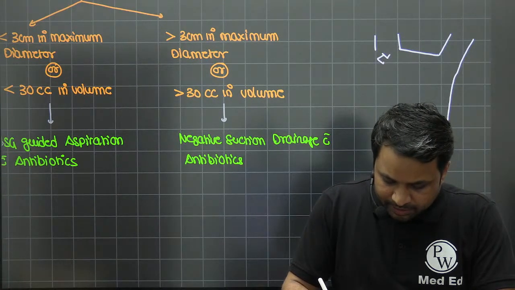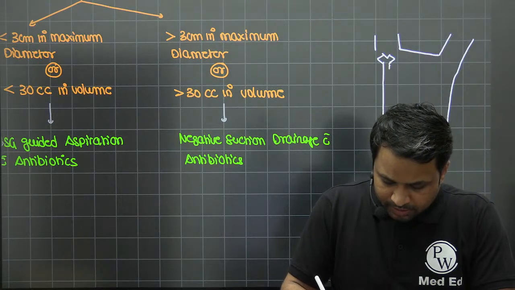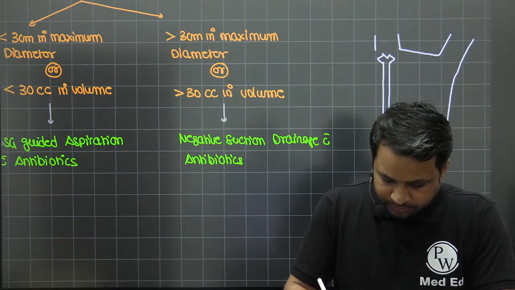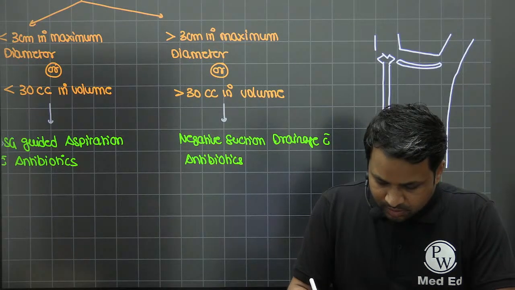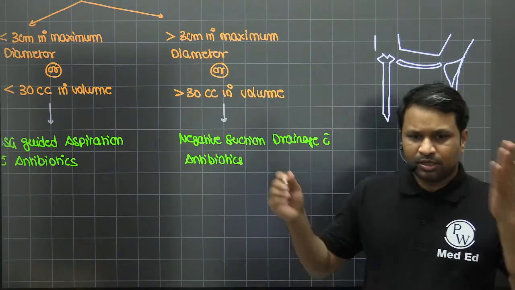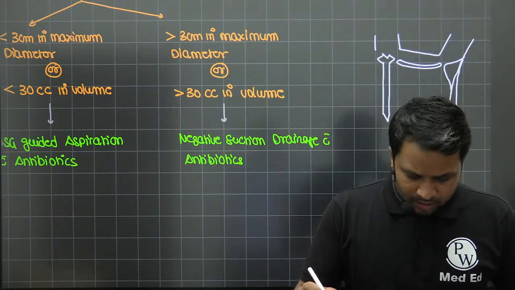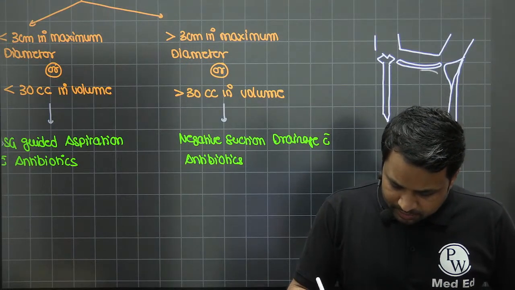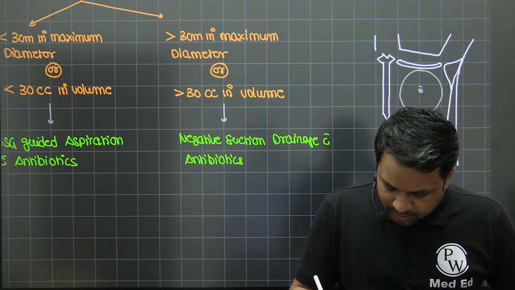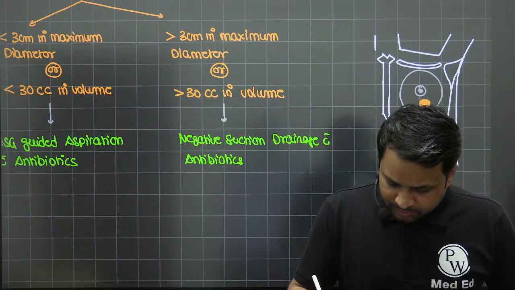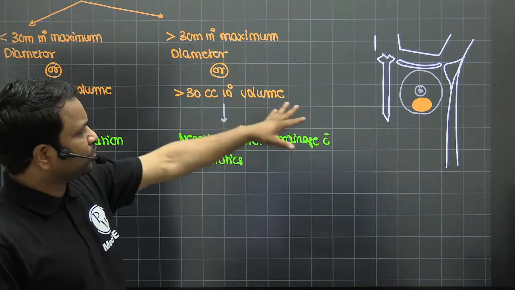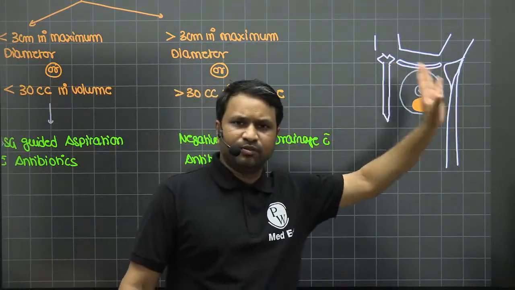You take this as the representation of the patient, and let's say the patient has developed a breast abscess. I'm just going to depict it at one particular site. Let's say this is the breast of the patient, and the patient developed a breast abscess, which is here. Now, let's say this abscess is more than 3 centimeters in diameter, or more than 30 cc in volume.